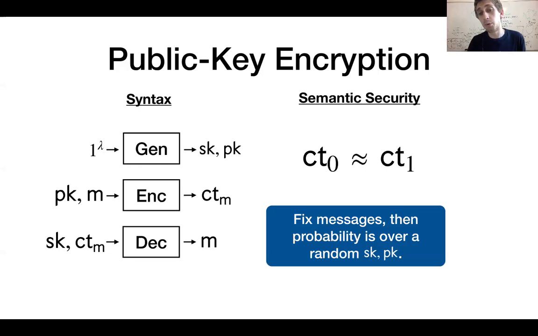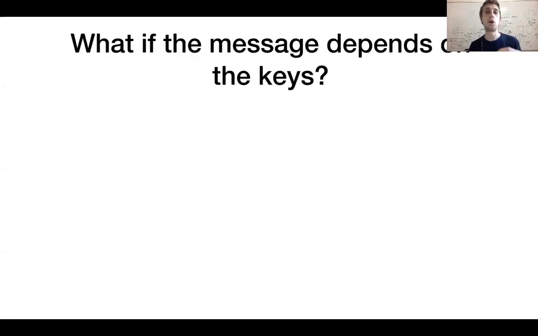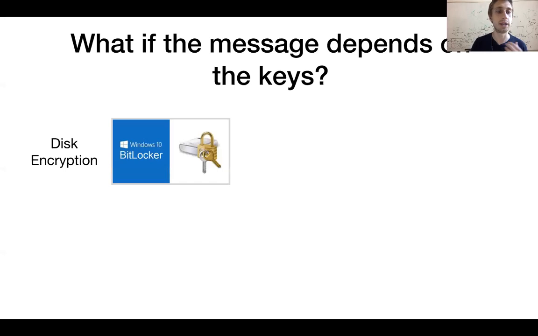And this is important because it doesn't capture the case where the messages themselves might depend on the keys. This actually comes up in a lot of natural scenarios, like disk encryption, such as the Windows 10 BitLocker application, where you're encrypting the full hard drive. This will require you to actually encrypt the secret key that you used for the scheme. So this requires some guarantee not only for fixed messages, but also for messages that might depend on the output of the key generation algorithm.